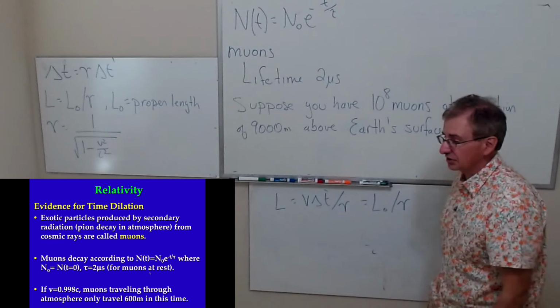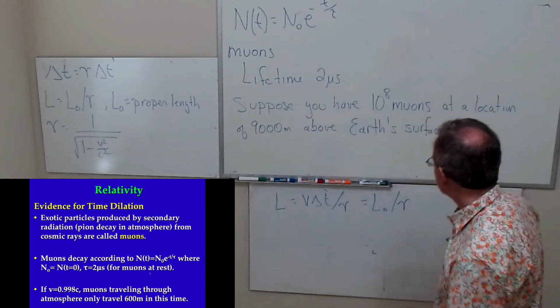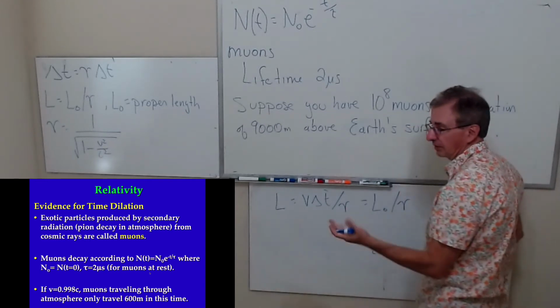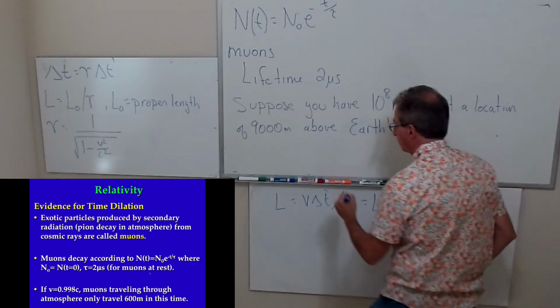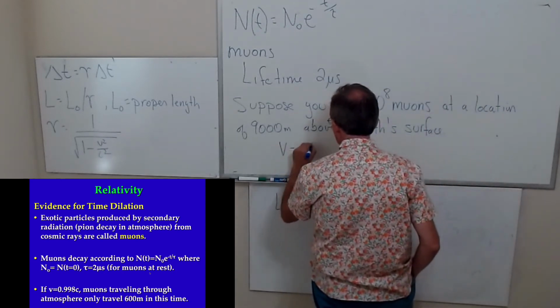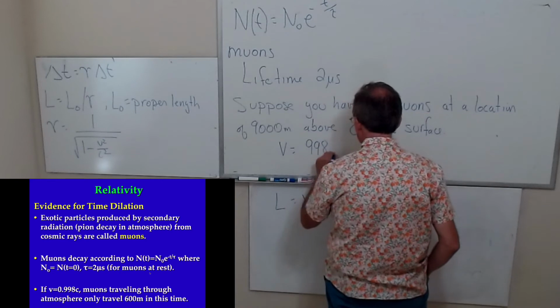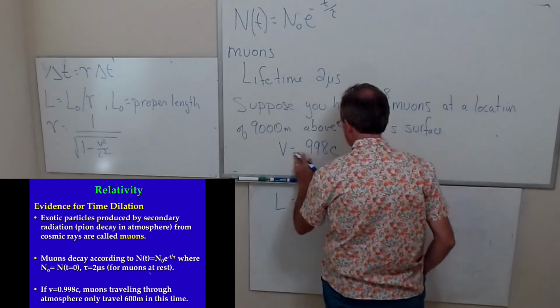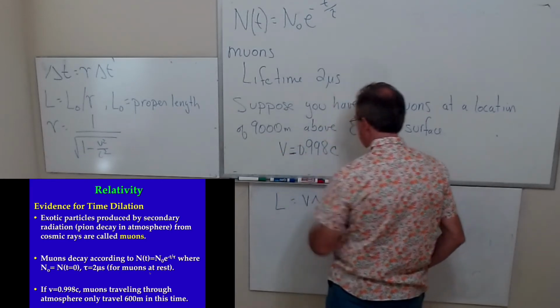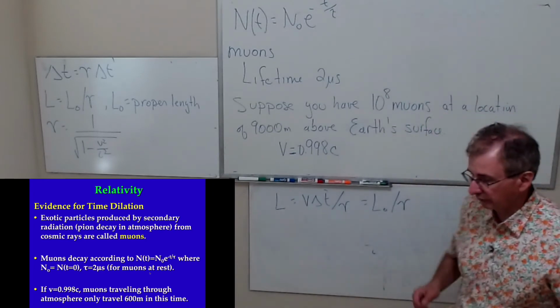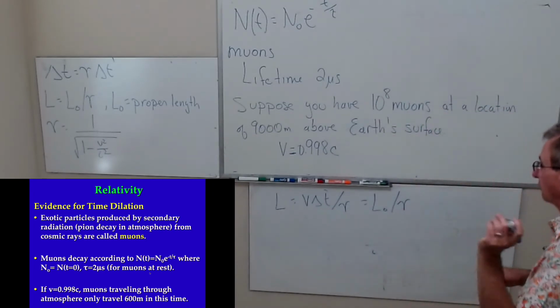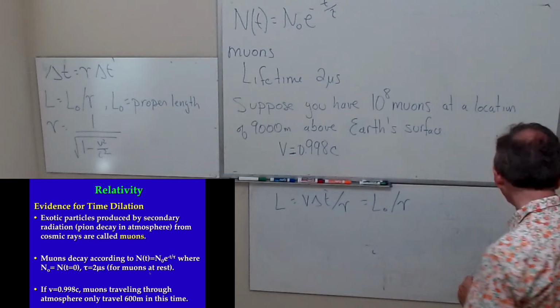And these suckers move fast. This is not going to be the exact number, I'm just going to give you a value. Let's say they move at a speed of 0.998 times the speed of light. So these things are moving very fast, close to the speed of light in the atmosphere.